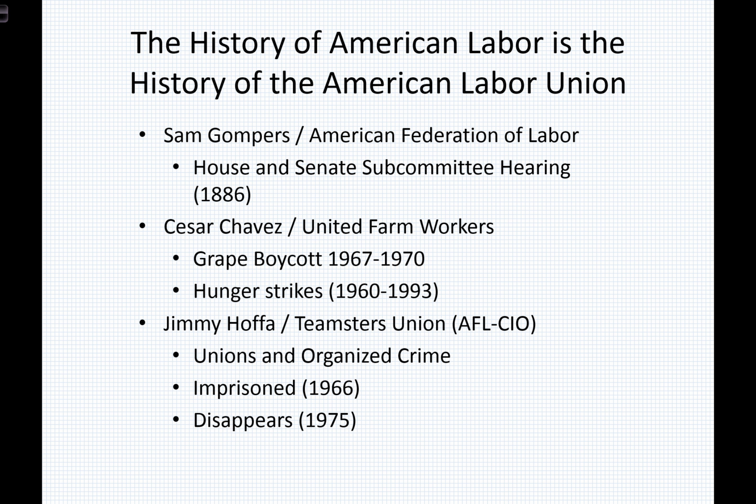He finally passed away in 1993 after a prolonged hunger strike that he was not able to come back from. And then finally we have Jimmy Hoffa.